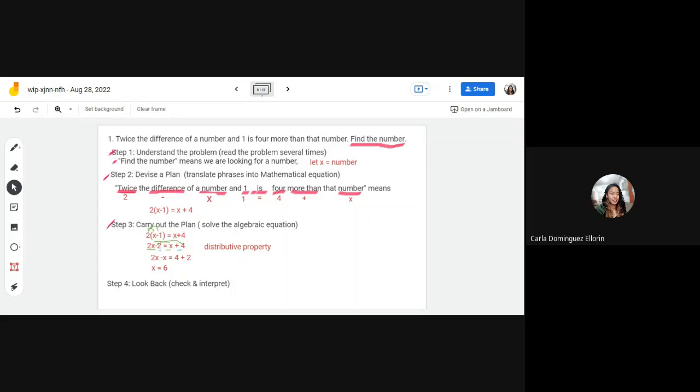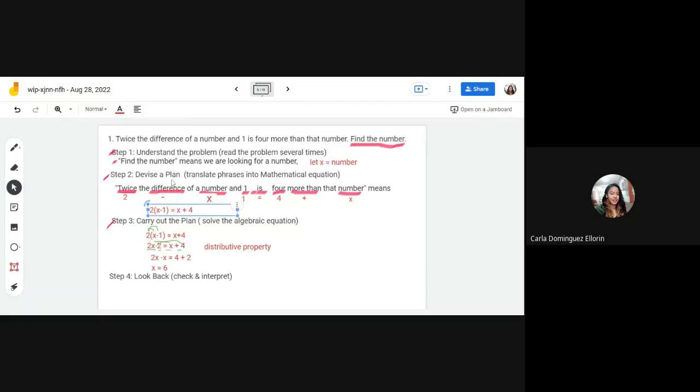Now, let's see kung tama yung nakuha nating value ni x or the number that we are looking for, which is 6. Let's check and verify, interpret. Step 4 tayo. So, given sabi diyan, twice the difference of a number and 1 is 4 more than that number. Na-translate natin siya into mathematical equation. Ito siya, 2 times x minus 1 is equal to x plus 4.